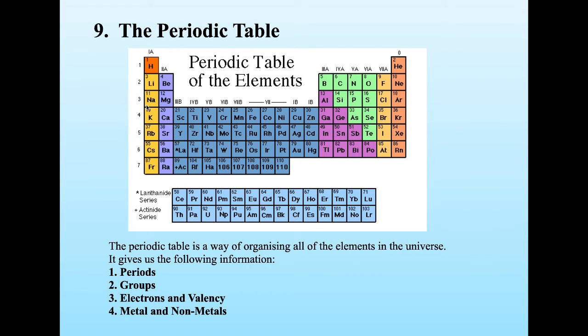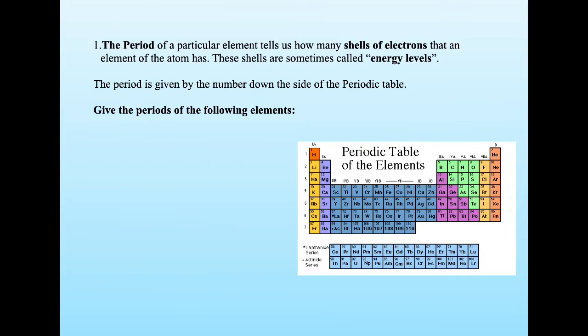So we've got the periods down the side. We've got the groups along the top. They're going to tell us something about the valency and the electrons in each of the elements, or the atoms of the elements. And also they're going to help us to classify elements as metals and non-metals. So let's have a look at that in a bit more detail.